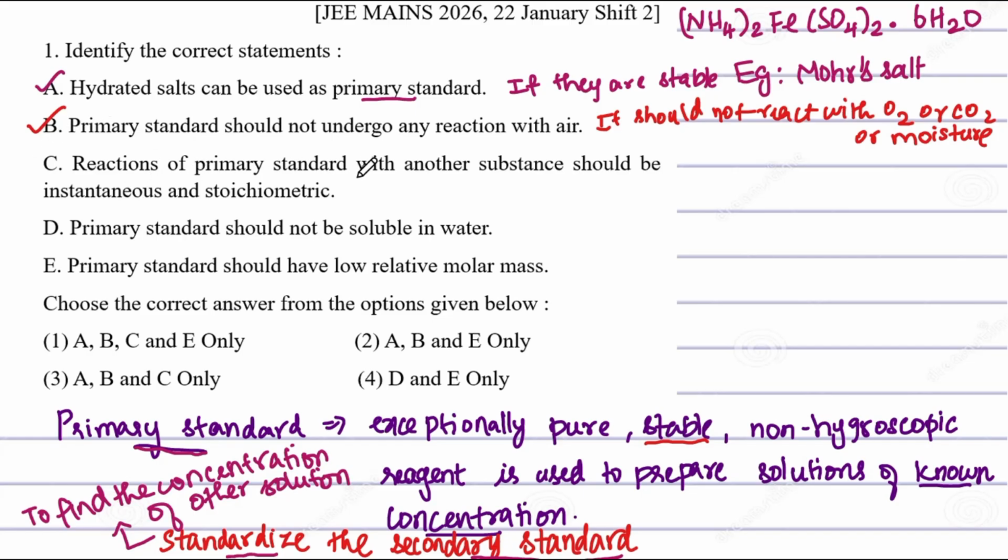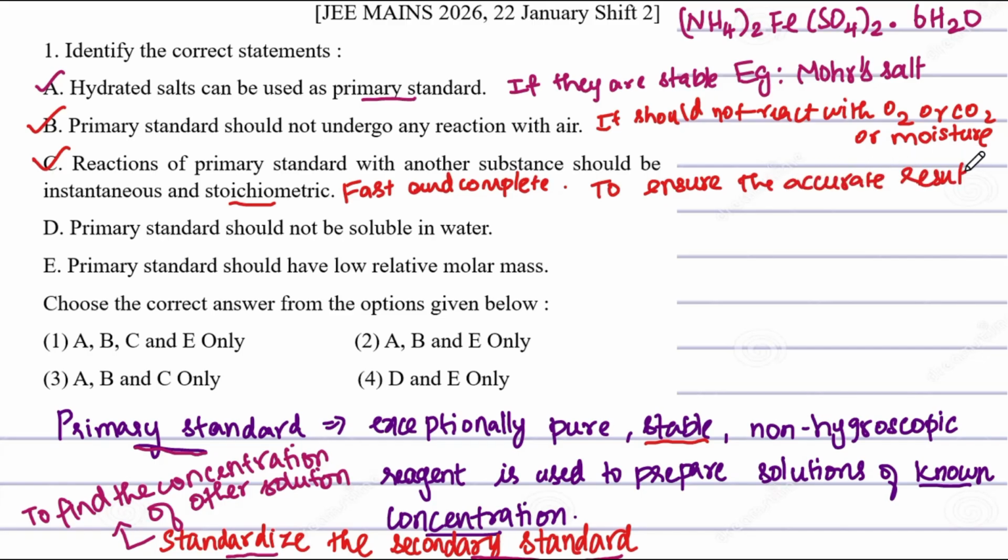Reactions of primary standard with another substance should be instantaneous and stoichiometric. The third statement is also correct because when the primary standard is reacting with the other substance, the reaction should be fast and complete. So this has to be stoichiometric. The reaction has to be stoichiometric to ensure accurate results. To get the accurate results, we have to see the correct stoichiometry of the reaction. So the reaction of the primary standard with another substance should be stoichiometric.